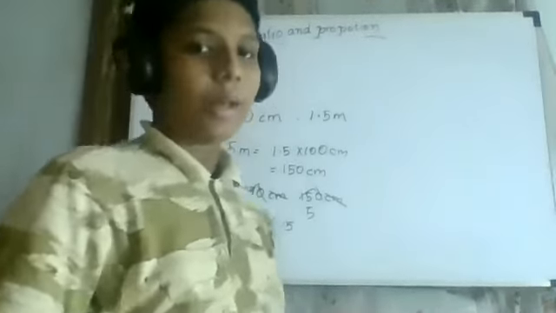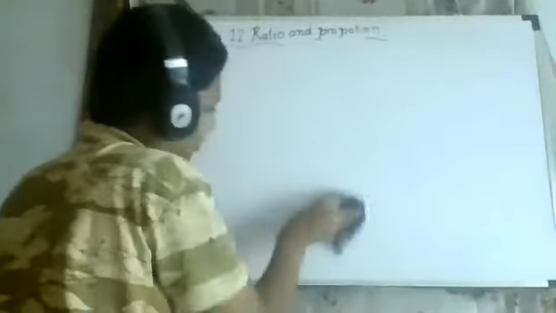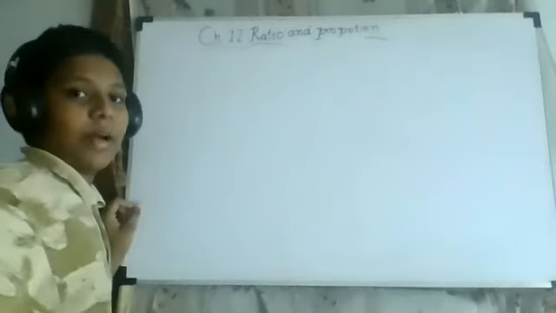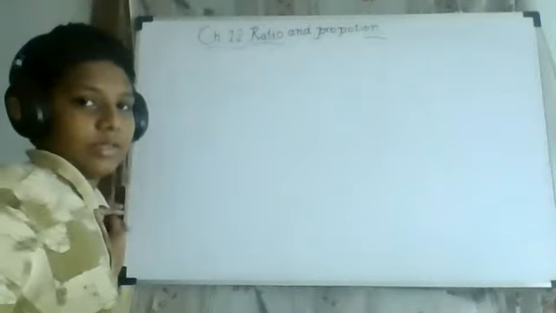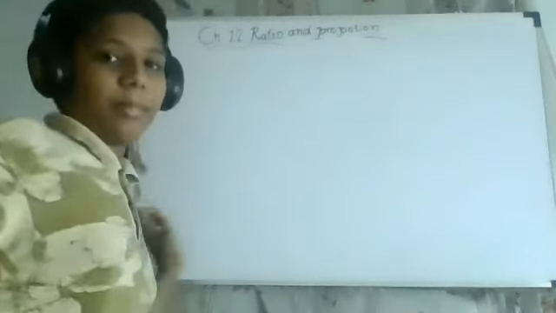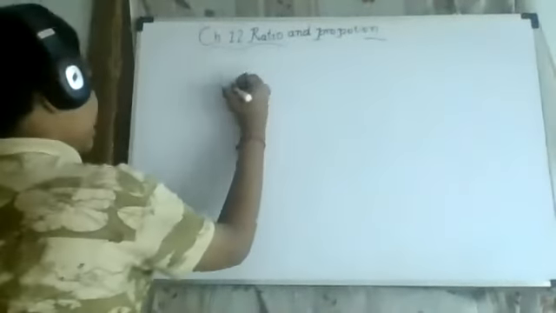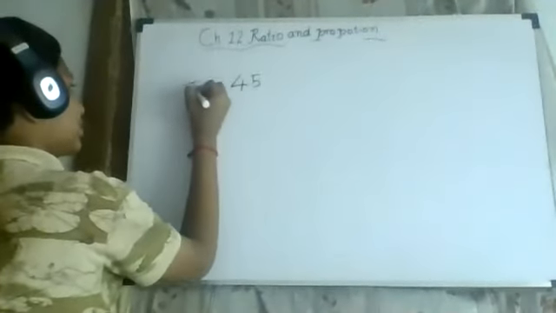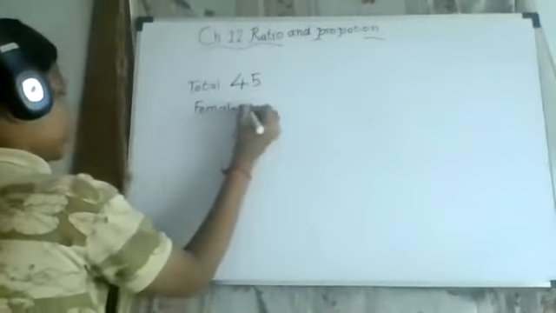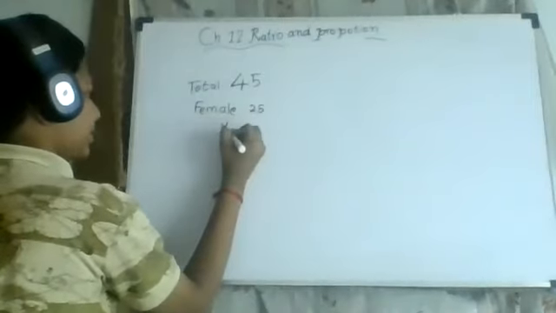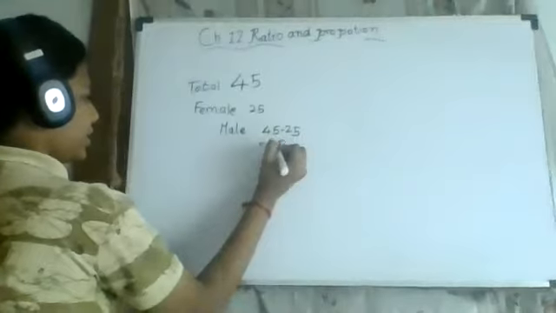Now one more question. There are 45 persons working in an office. If the number of females is 25, find the ratio of females to the number of males, and males to the number of females. Very easy question. The total number is 45, and they have given females as 25. Then how many will be the males? 45 minus 25 is 20.